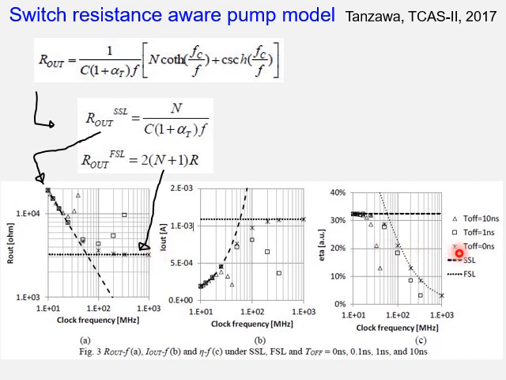However, if you consider finite off time, then the actual behavior is like this. So at the slow switching limit, all the curves converge to this value. However, at the high frequency, there is another behavior to show the optimum, the minimum output resistance point, depending on the T off.